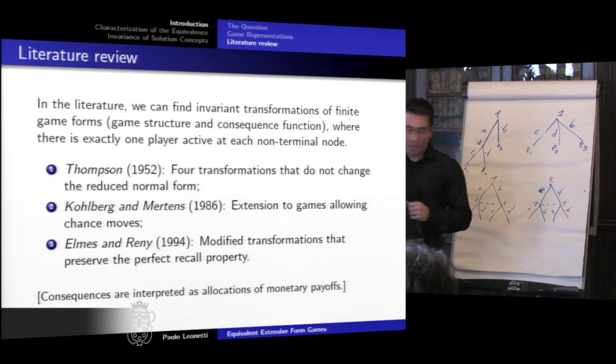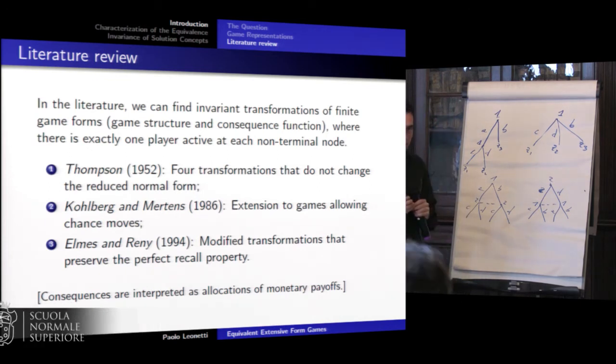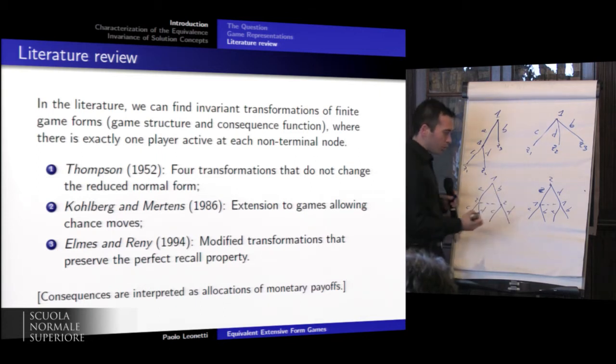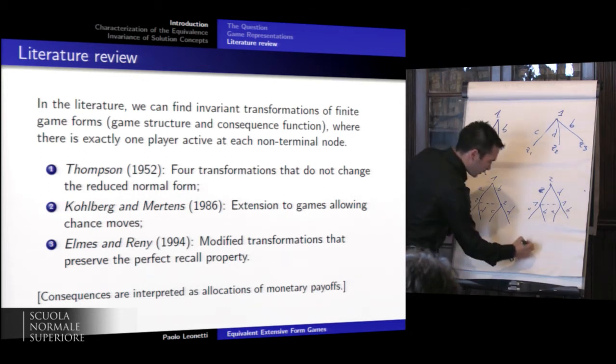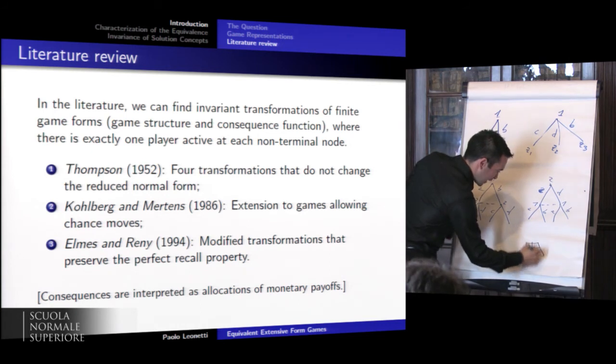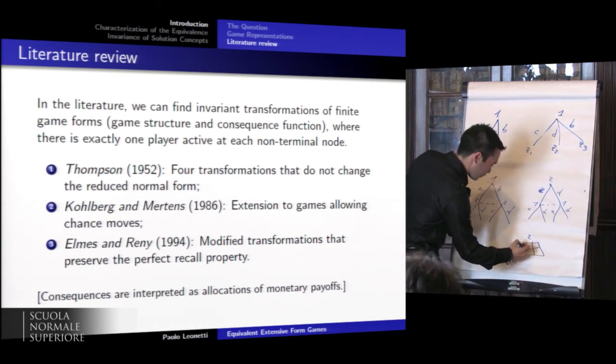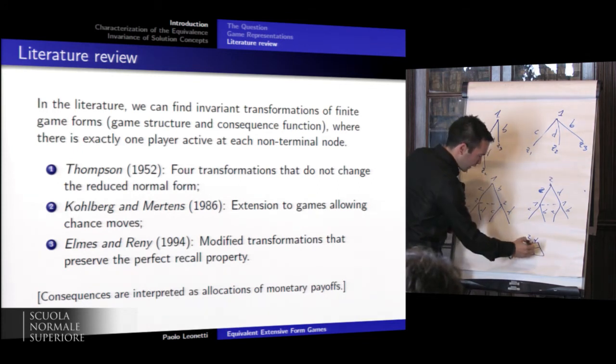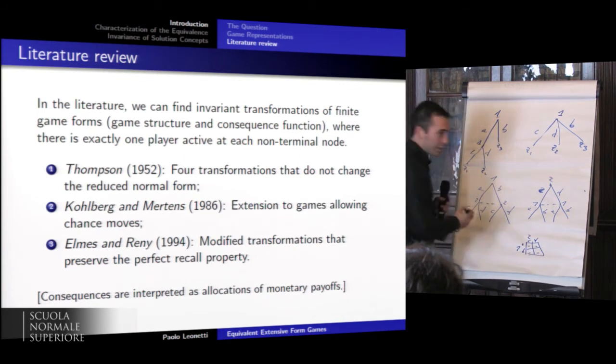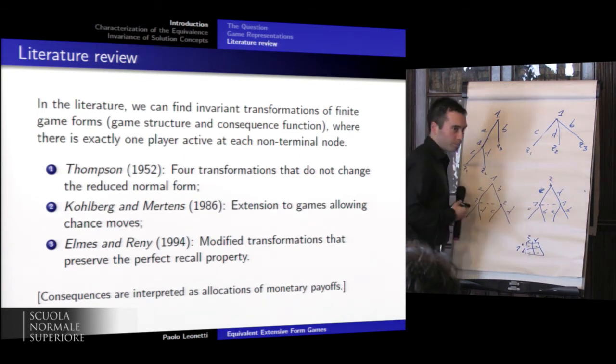So in our model, we are allowing at each non-terminal node that a non-empty subset of players is playing a simultaneous move game. It means that instead of these two games, if we want to represent a simultaneous choice, we can draw directly that here players one and two are playing together. Player one playing A and B, and player two playing C and D. And here are the terminal nodes that are here.